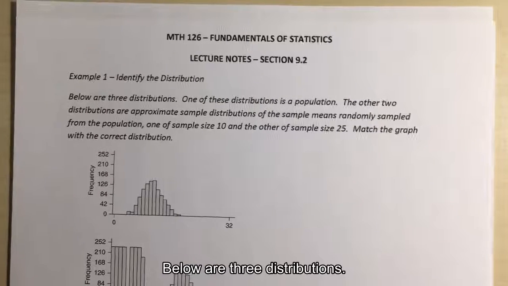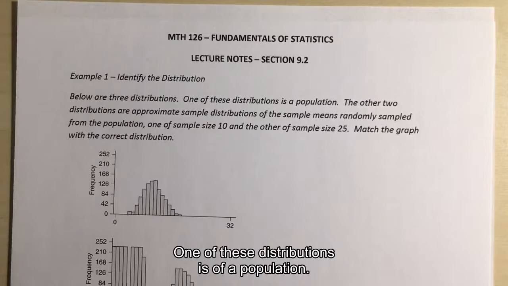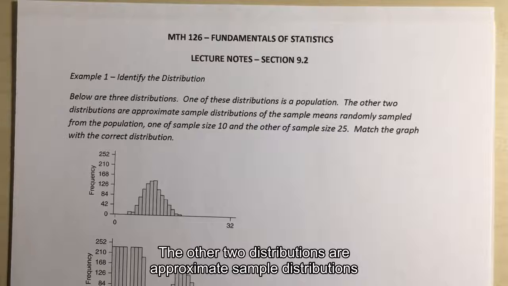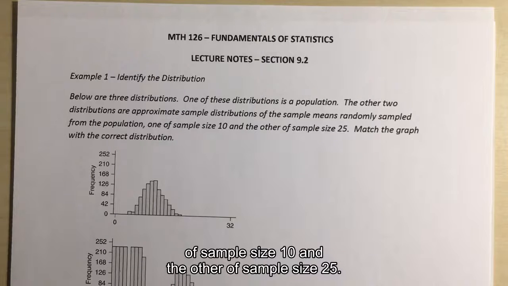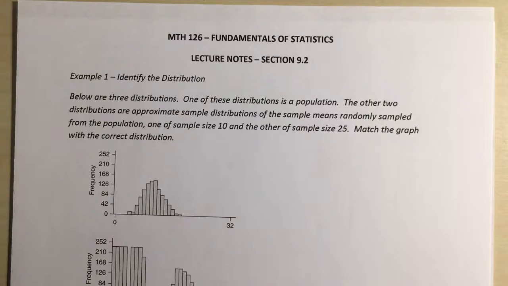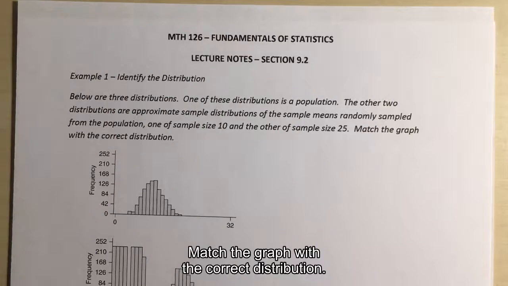So below are three distributions. One of these distributions is of a population. The other two distributions are approximate sample distributions of the sample means randomly sampled from the population. One of sample size 10 and the other of sample size 25. Match the graph with the correct distribution.